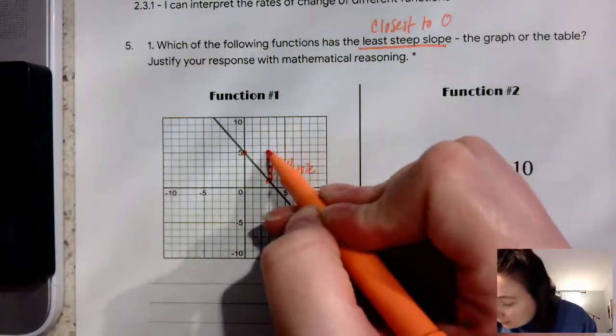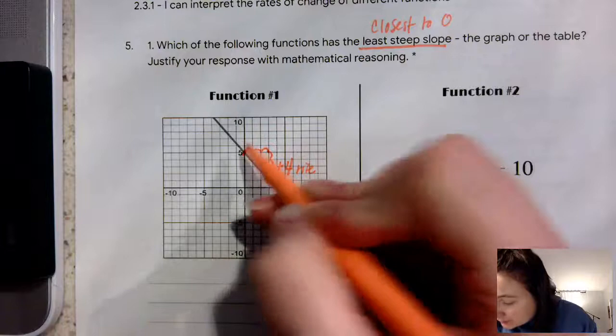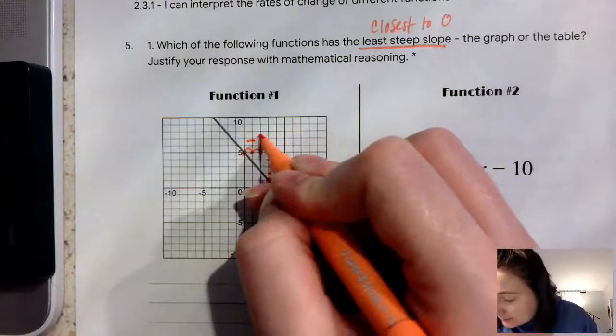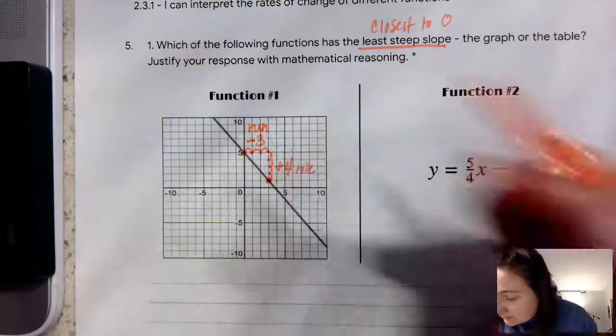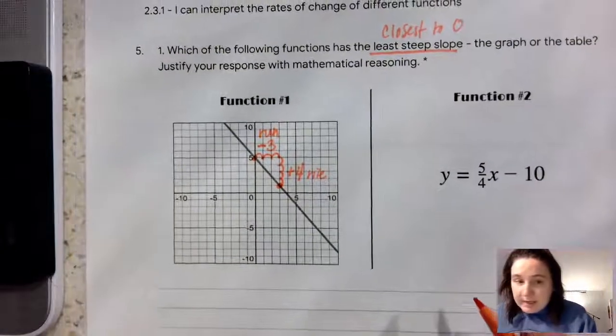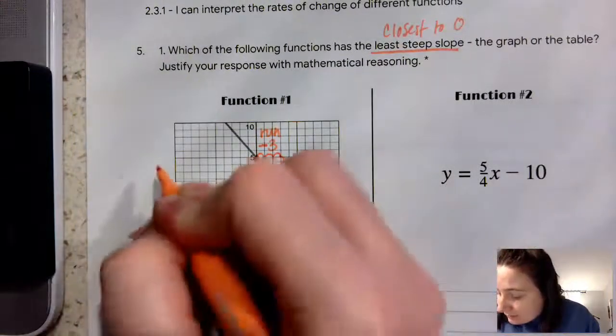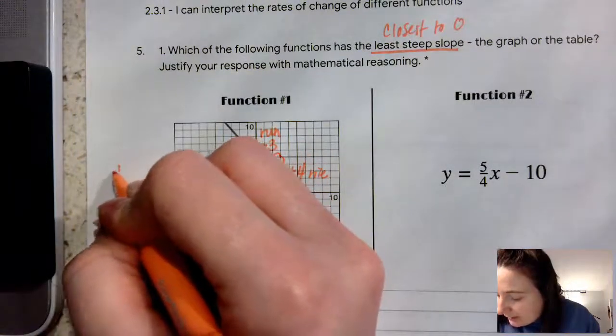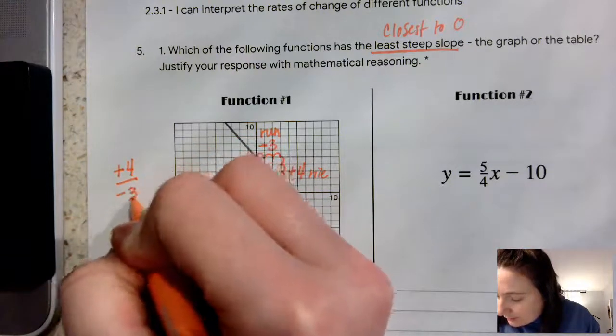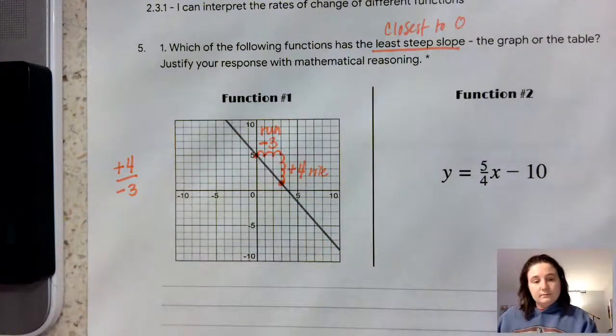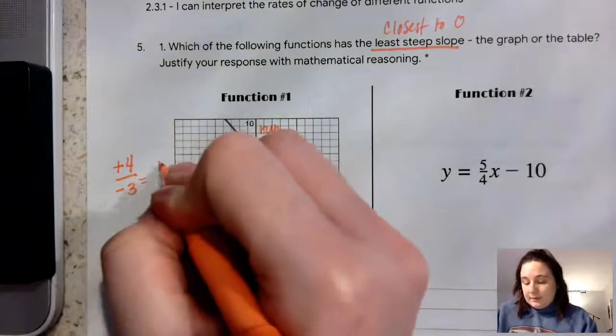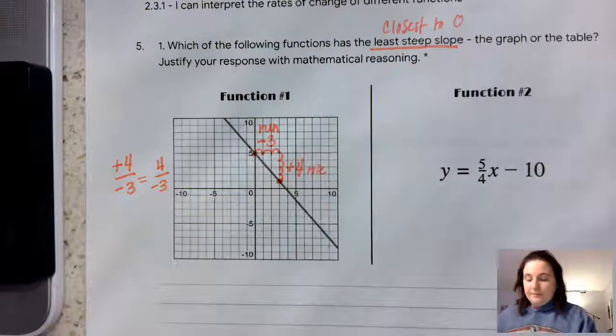And then I'm going to run to the left 1, 2, 3. And since it's to the left, it's negative 3. And so putting that in rise over run is positive 4 over negative 3. Or just 4 over negative 3.